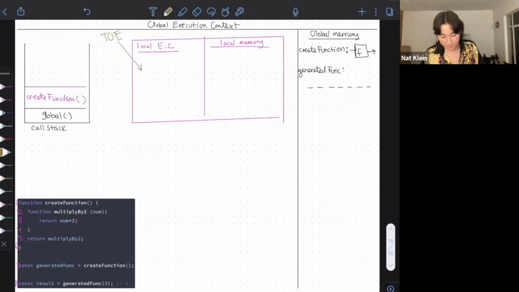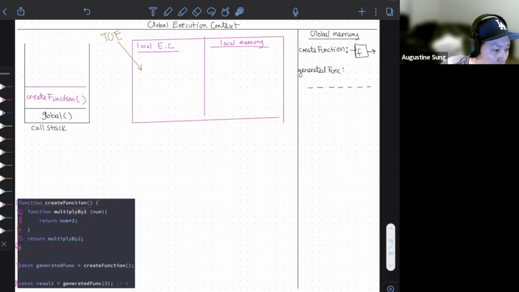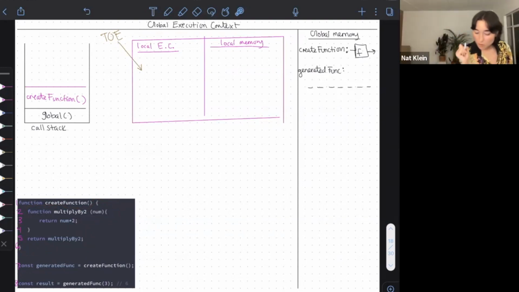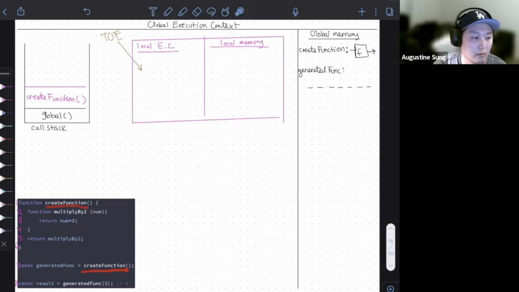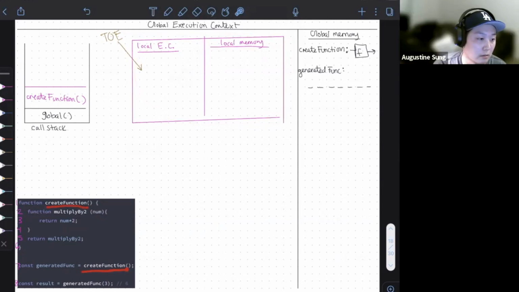Beautiful. So all right, so now we are in our function definition, which we have over here. And does this function have any parameters? Yes, it does. I see num as the parameter. So let's remember here, this execution context is the execution context of create function. That's the function that we're invoking here. So does create function have any parameters? No, it doesn't.